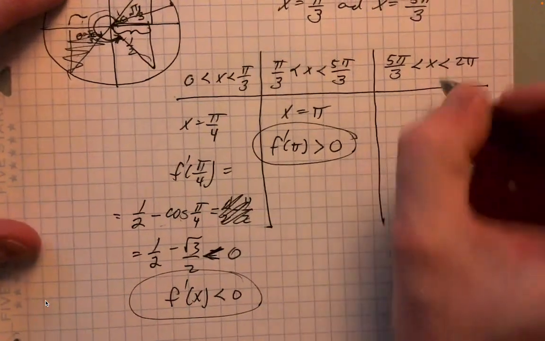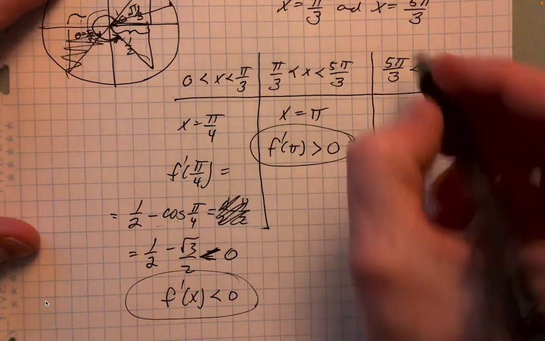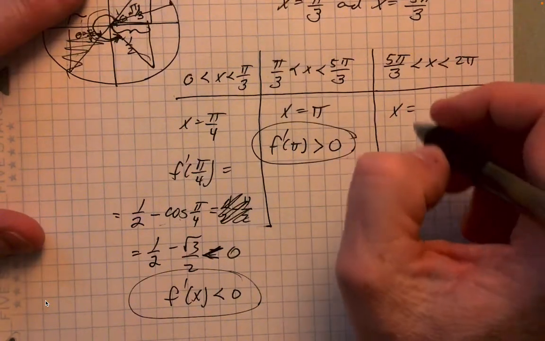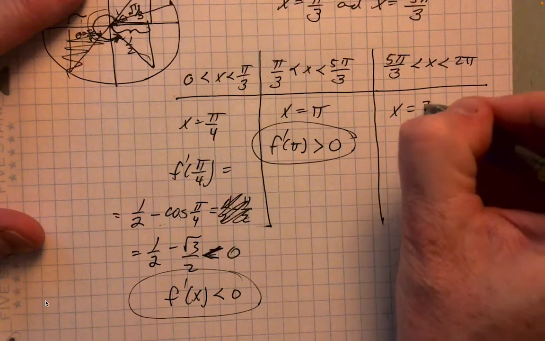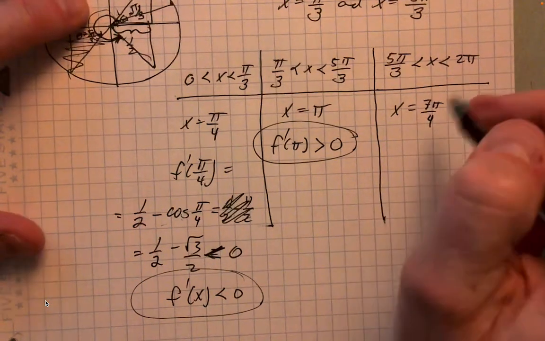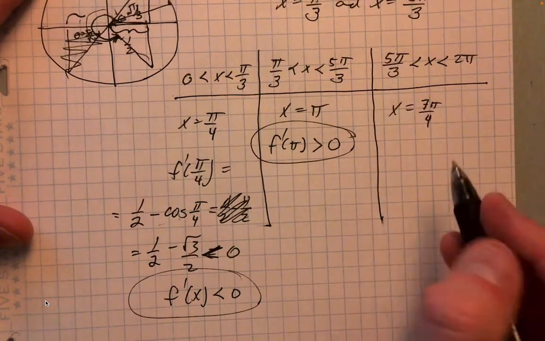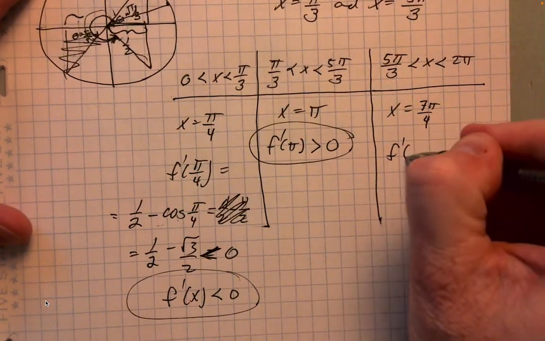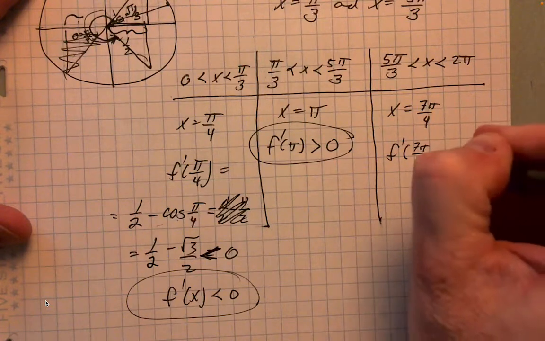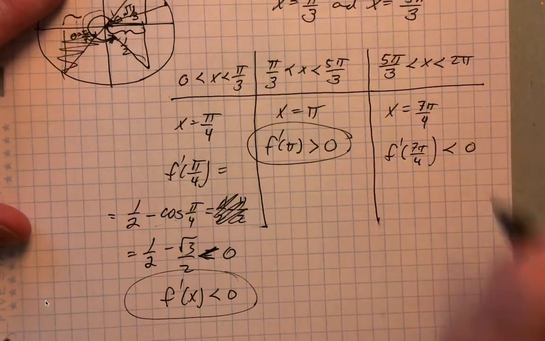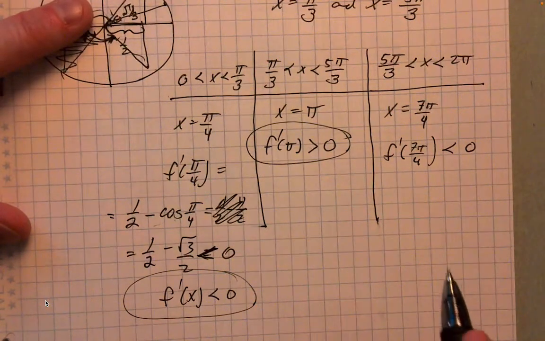And then up here, we've got to test a value in this range, and so we can test something like maybe 7 pi over 4. That would work. All right, so that's not quite 2 pi, but it's larger than 5 pi over 3. And so the derivative there is going to be, if you plug that into a calculator, you'll see that it's less than 0. Okay.